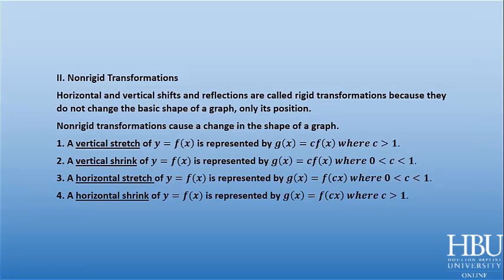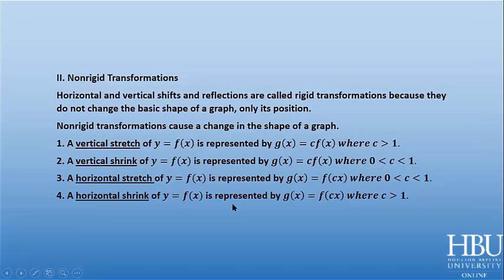Vertical stretches and shrinks work really intuitively. If I take a number c greater than 1, and I define g of x to be c times f of x, g is going to be a vertical stretch of f. If I take a number c between 0 and 1 and define g of x to be c times f of x, g is going to be a vertical shrink of f.